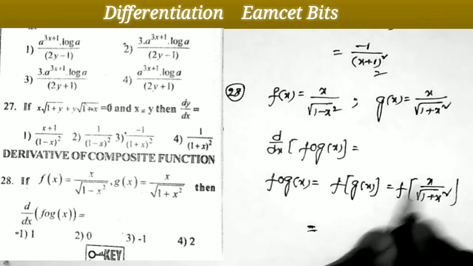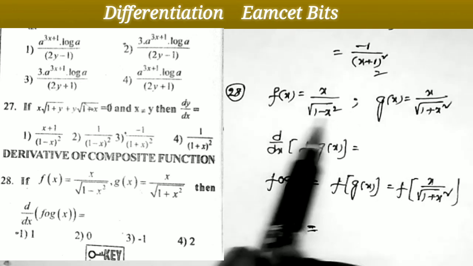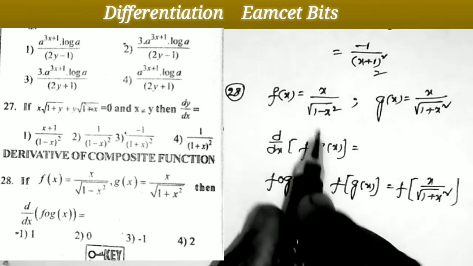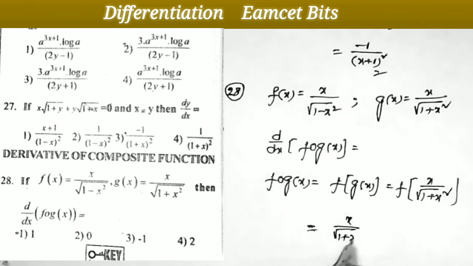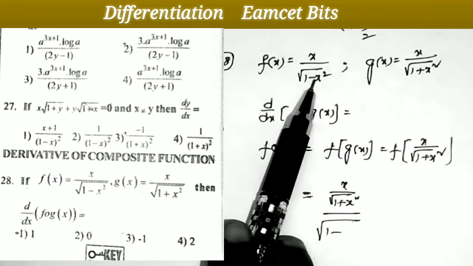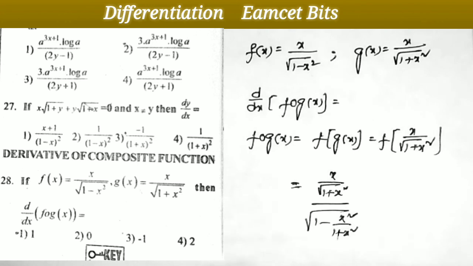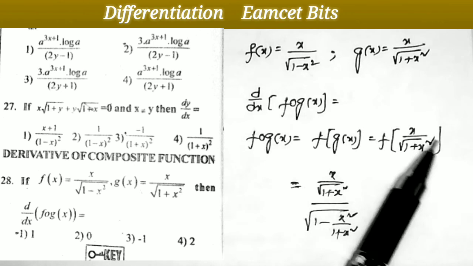Now this is in the form of f of x, and what is f of x? Answer: x by square root of 1 minus x square. Now applying this formula to this one, that is x by, what is x value here? x by square root of 1 plus x square by square root of 1 minus x square. Again what is x here? x by square root of 1 plus x square, that is x square by 1 plus x square. Okay, this is f of x function, this is x value.